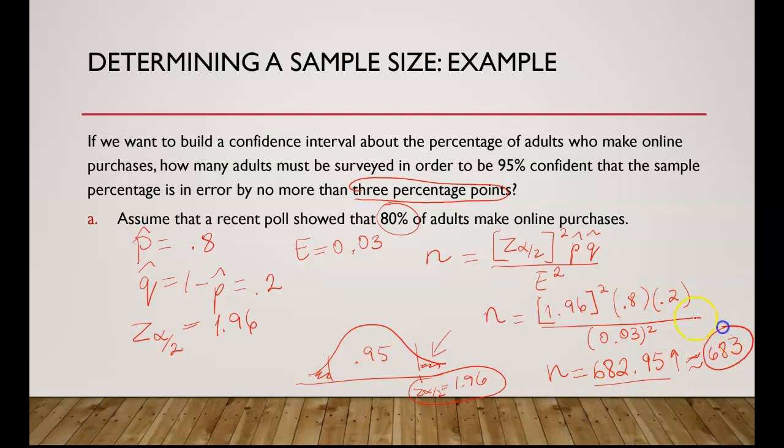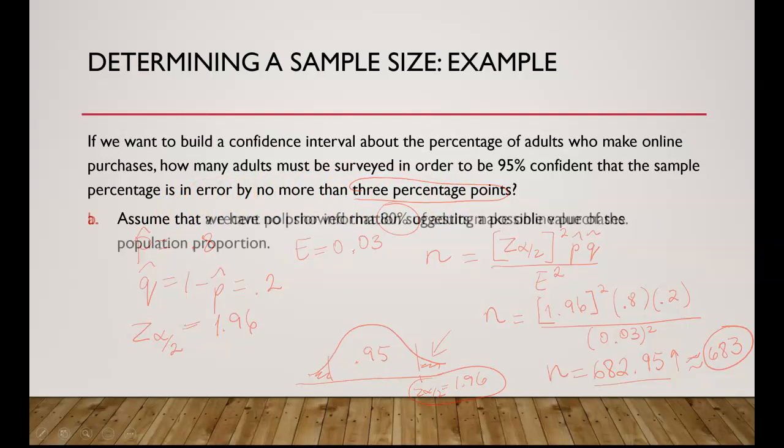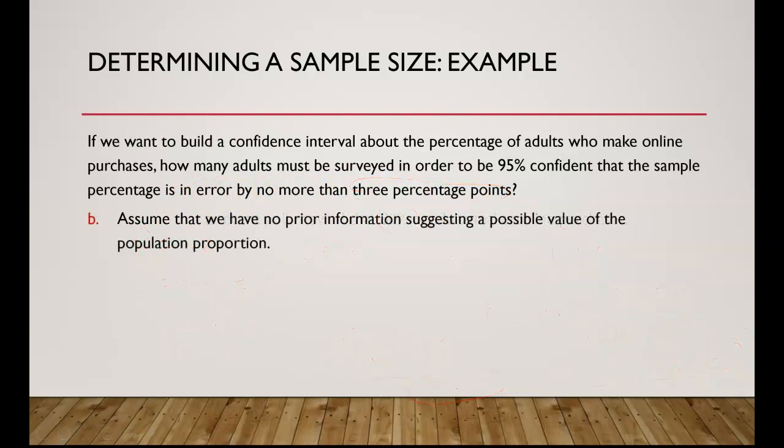We need to survey at least 683 people if we want to build a 95% confidence interval with the sample percentage in error by no more than 3 percentage points. Now let's assume that we have no prior information suggesting a possible value of the population proportion. If we do not have a sample proportion value, then we'll use the formula n equals z of alpha over 2 squared times 0.25 divided by e squared.